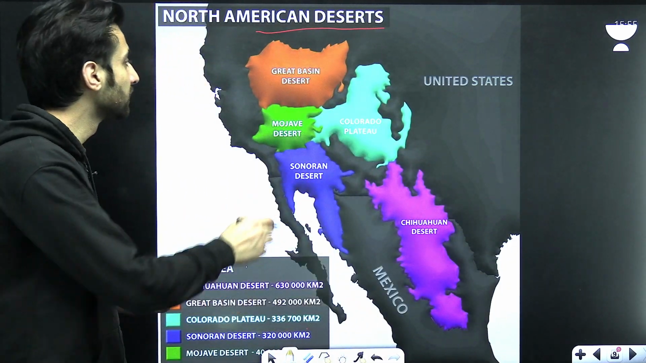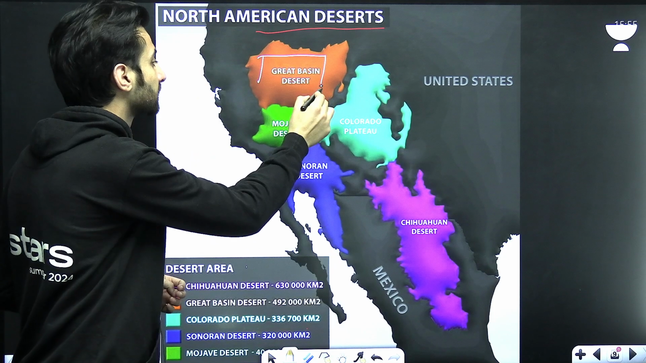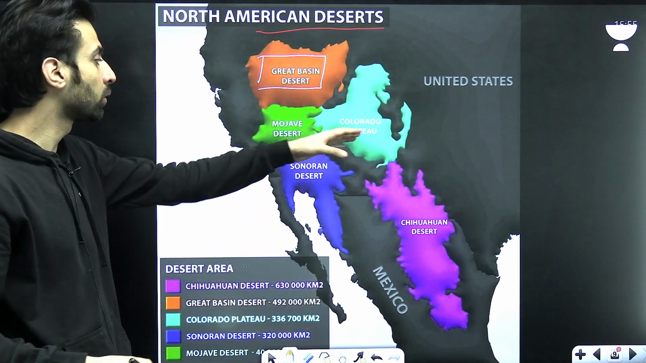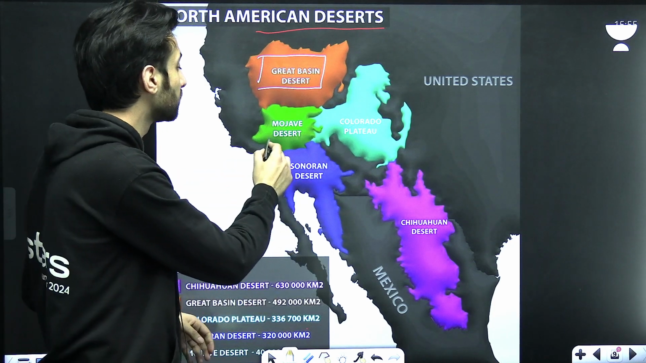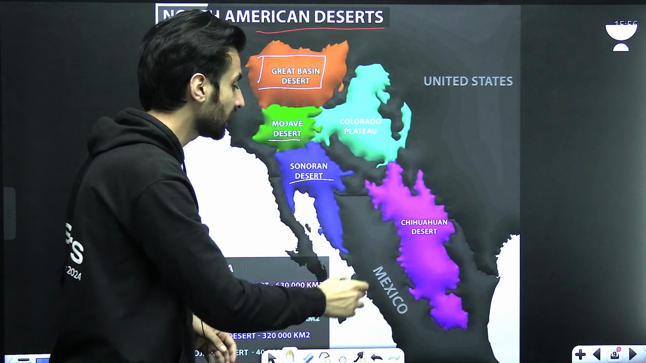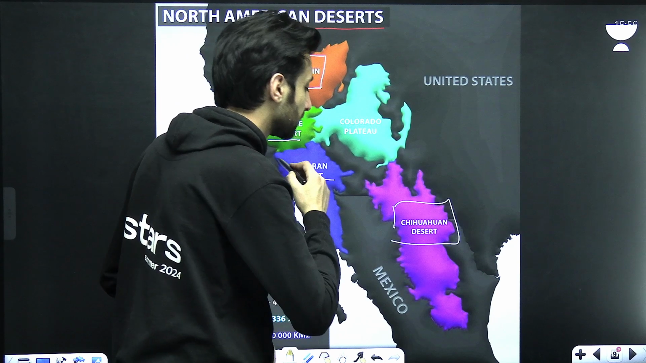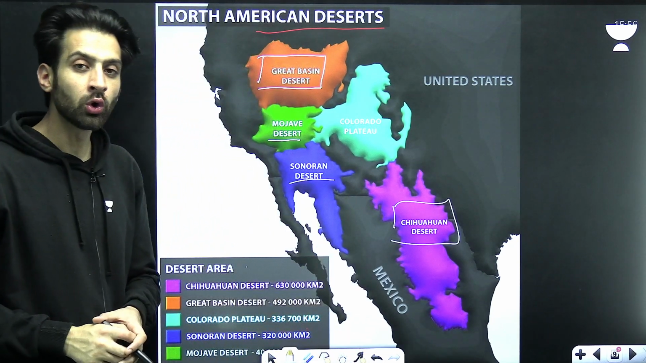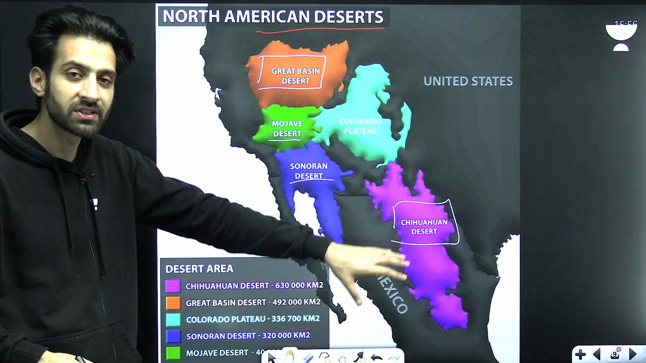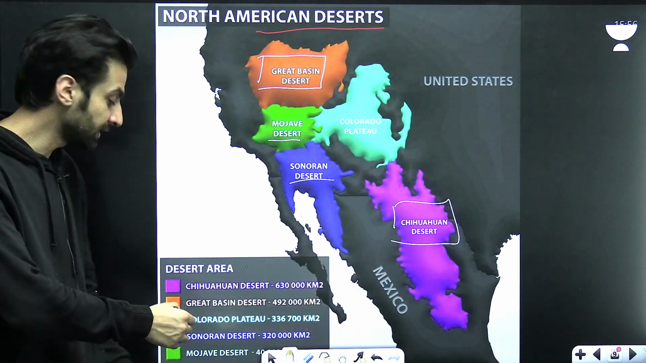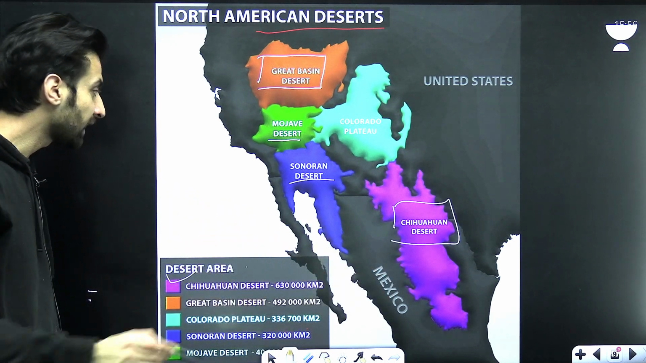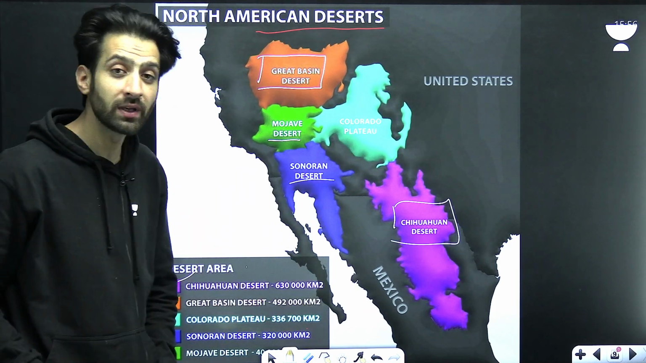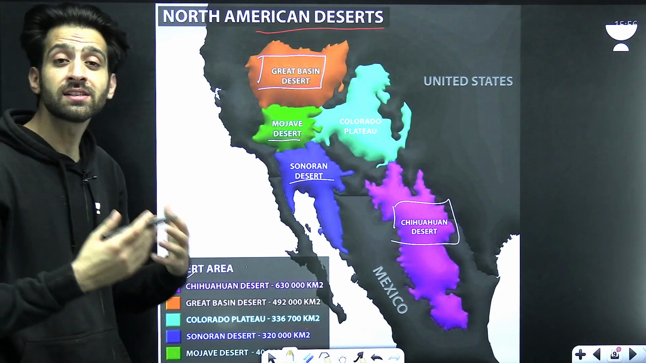If you look at this, first is Great Basin Desert, number 1. Number 2, you have Colorado Plateau, this is a plateau. Then you have Mojave Desert, Sonoran Desert, and Chihuahua Desert. Chihuahua Desert is the largest desert. Here, if it is visible, then you can see the area. This is the largest desert among the following, and it is a transnational desert.